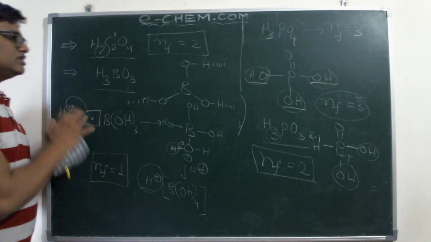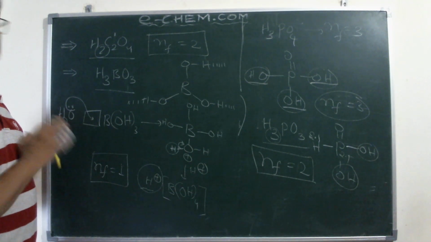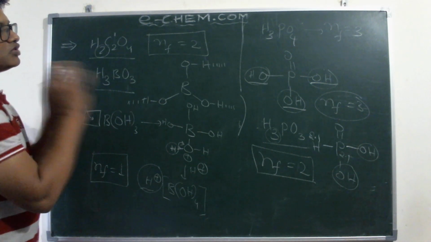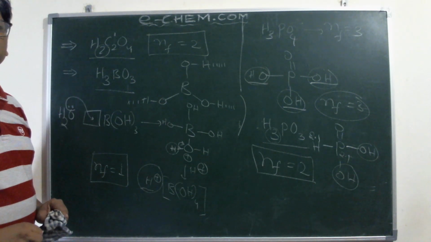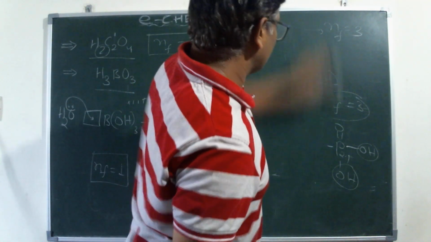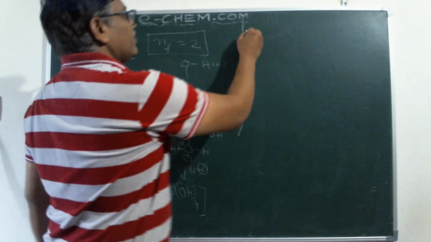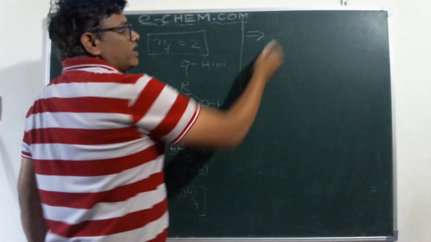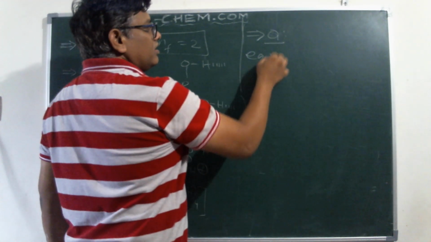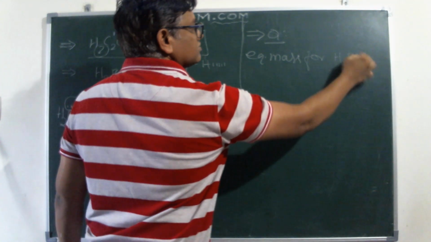Right? So like this, from the basicity of an acid we can calculate the equivalent masses of the acids. Let's go for the calculation of equivalent masses for acids. Now I want to calculate, for example, the equivalent mass for sulfuric acid.